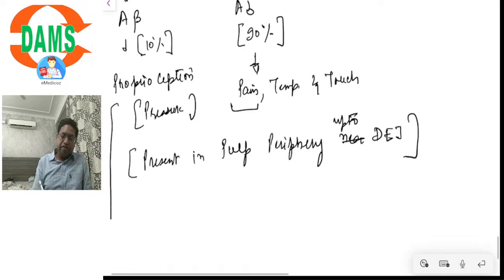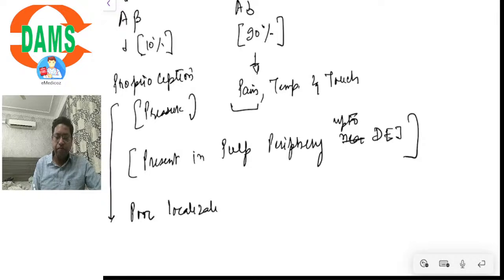Proprioception or pressure reception is carried by the A beta fibers, and we have seen that A beta fibers are very few in dental pulp. So it causes poor localization of pulpal pain.